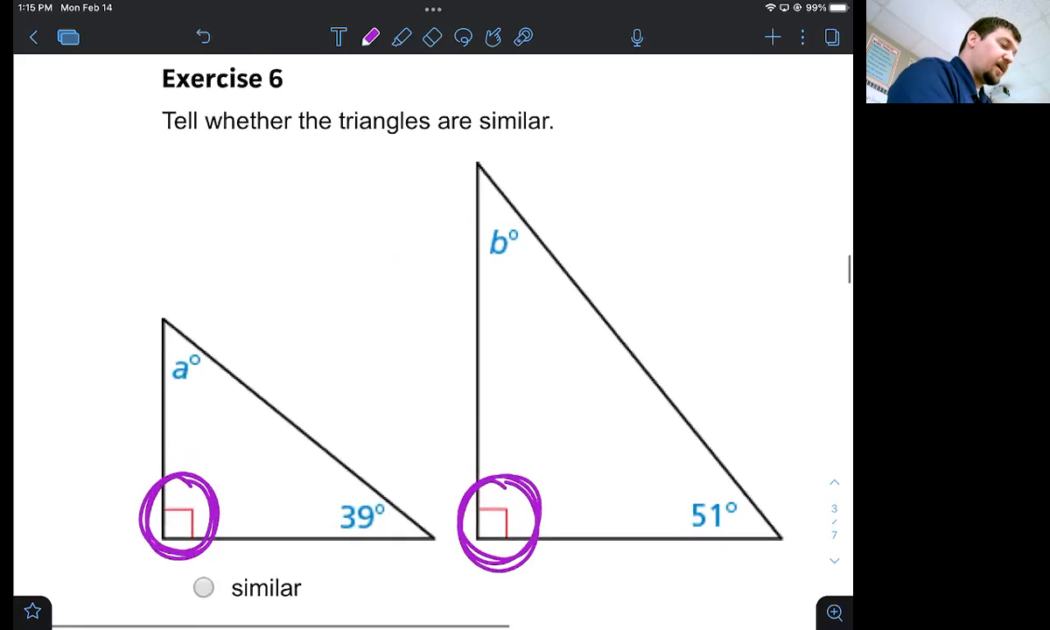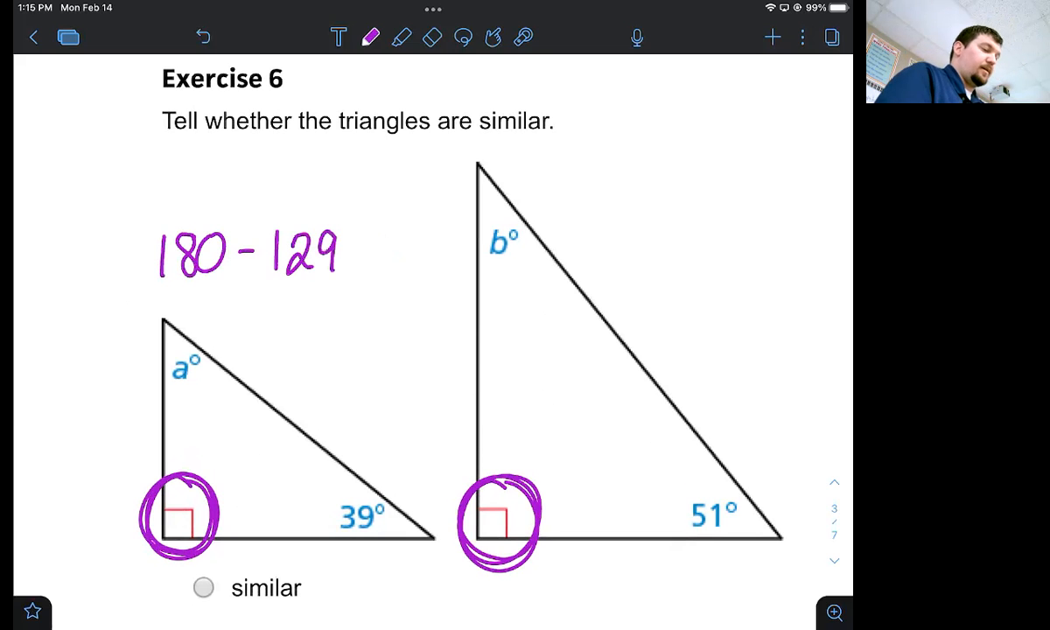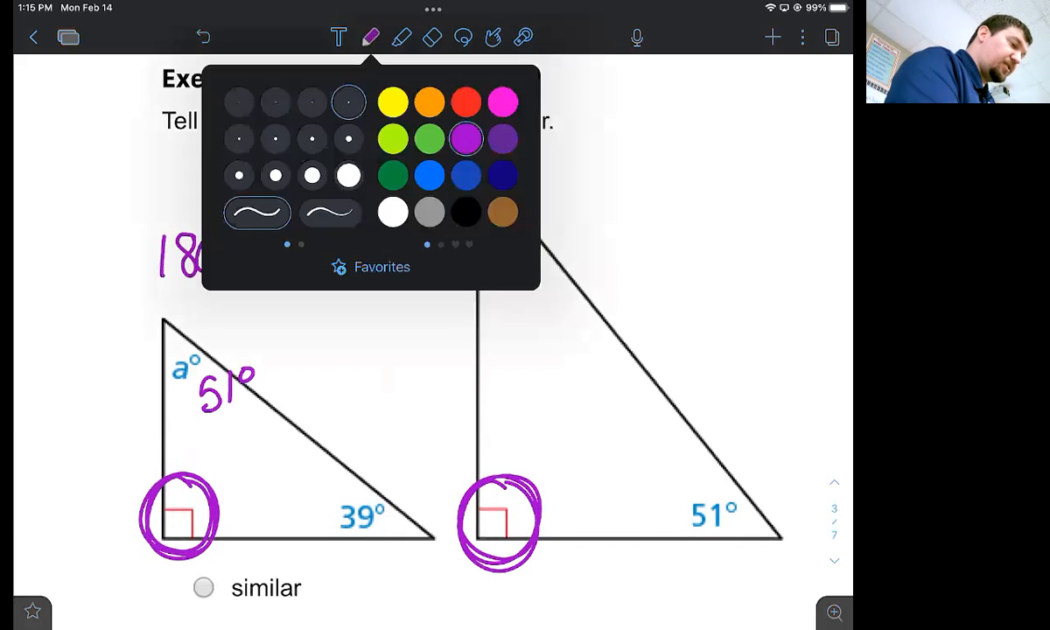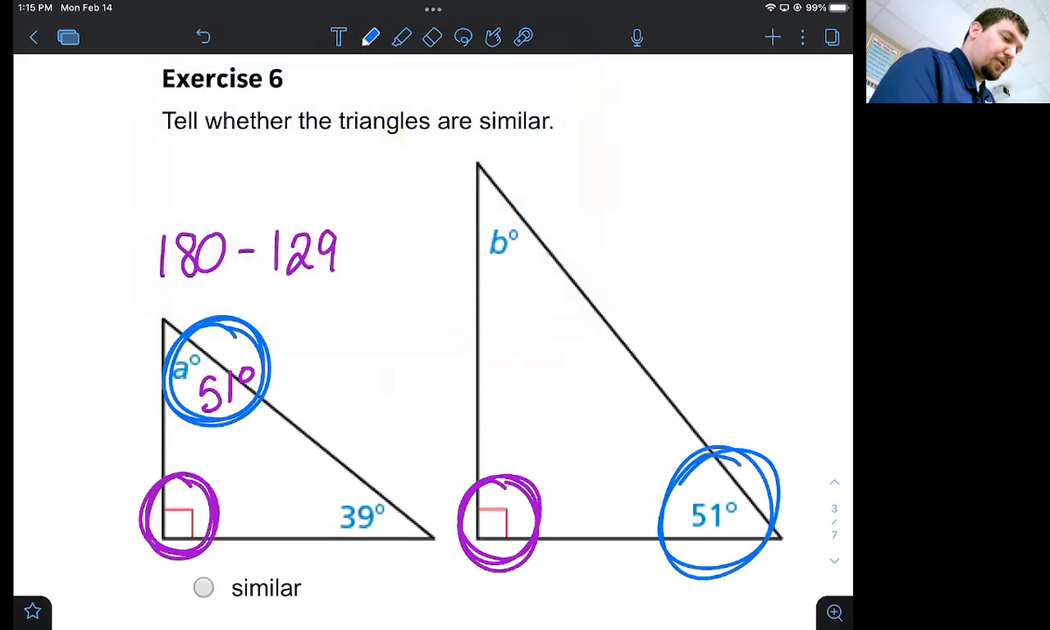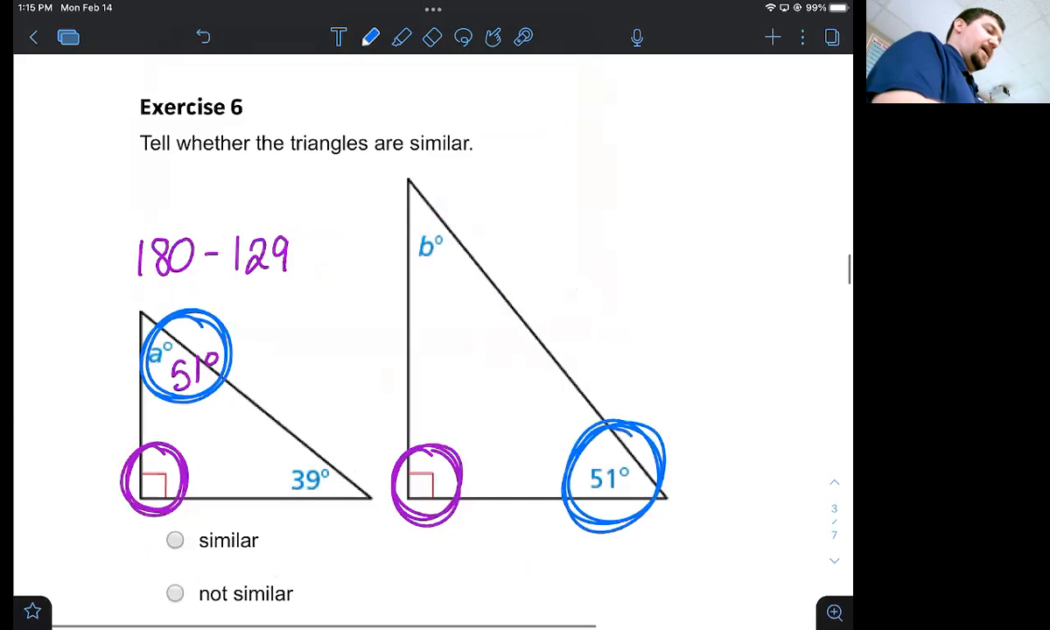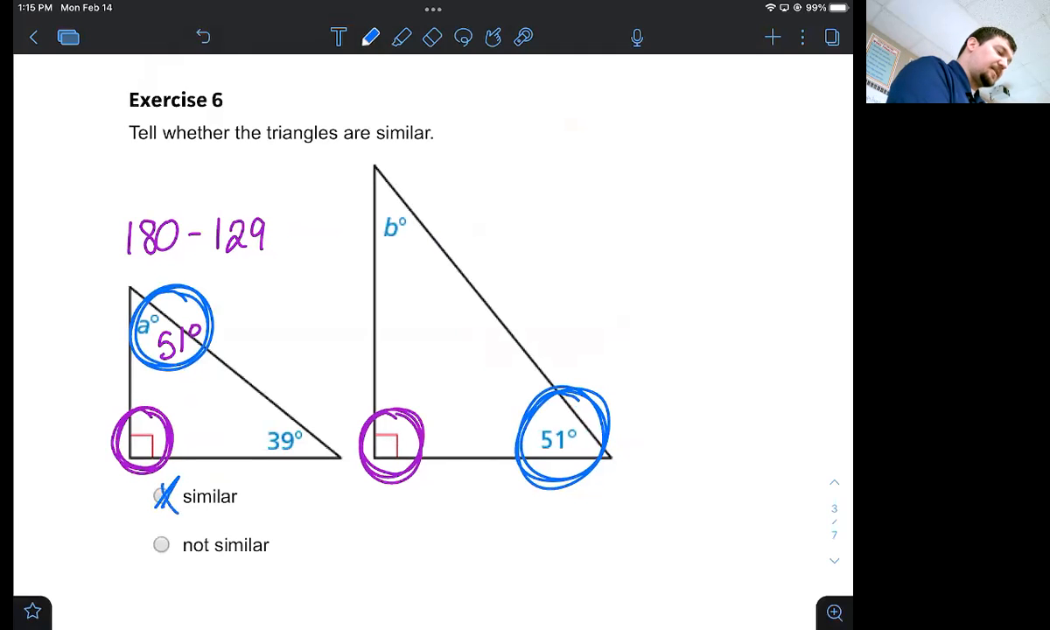Okay, so take 180 and subtract away the 90 and 39, which makes 129, and see what we've got left. It's 51 degrees. So if we can prove that 2 angles match up, the third pair automatically will match up. And in triangles, that's all you need.